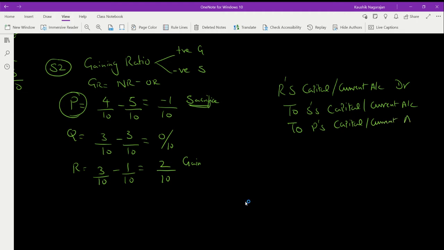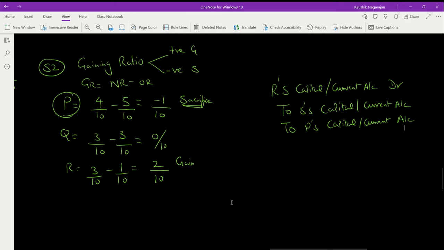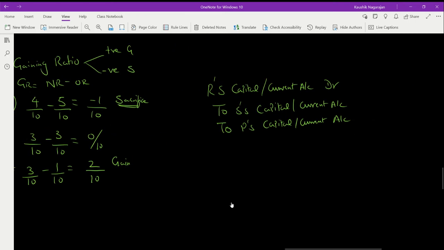Okay, so to P's capital or current account. Now fix the values. We know the value that needs to be settled to partner S and partner P. So each gets rupees 42,000, 42,000. Now to fill the value, what amount R has to settle, you have two ways.